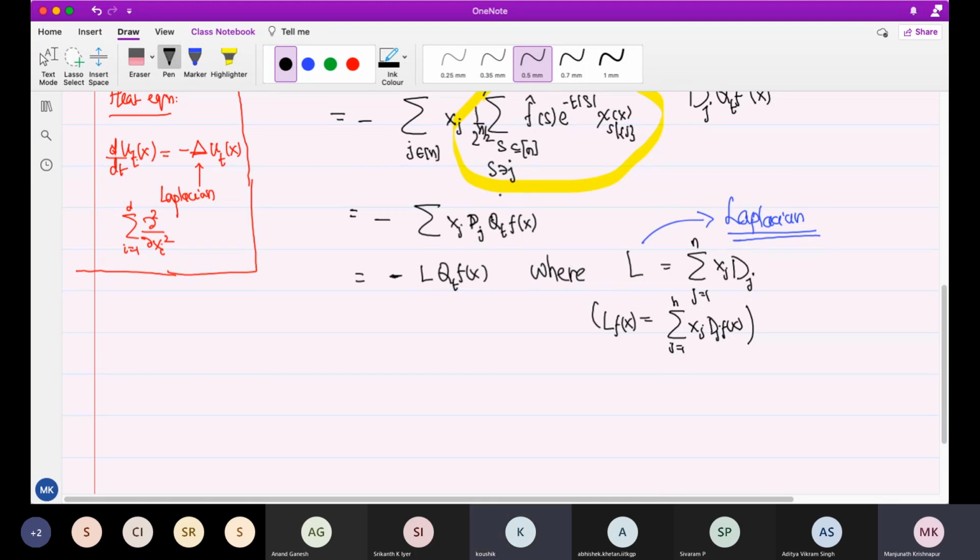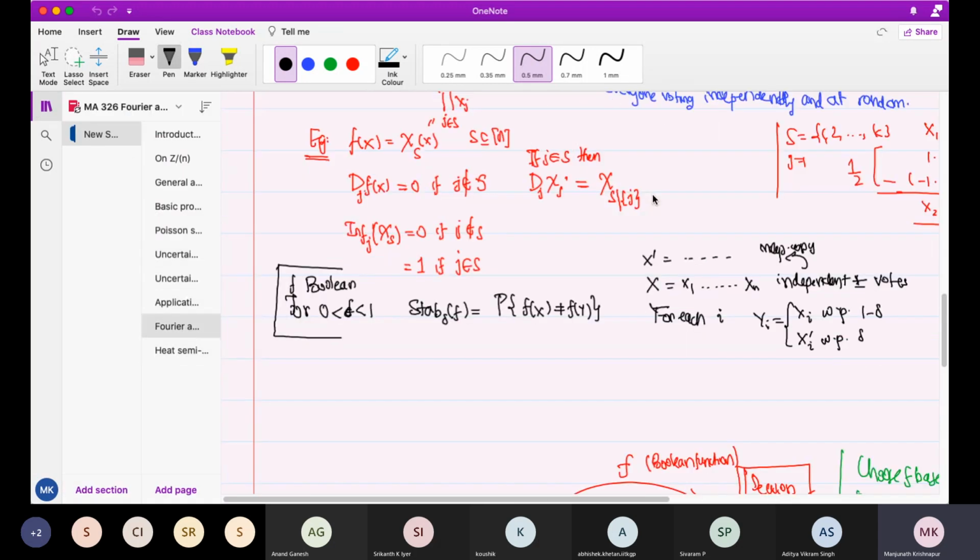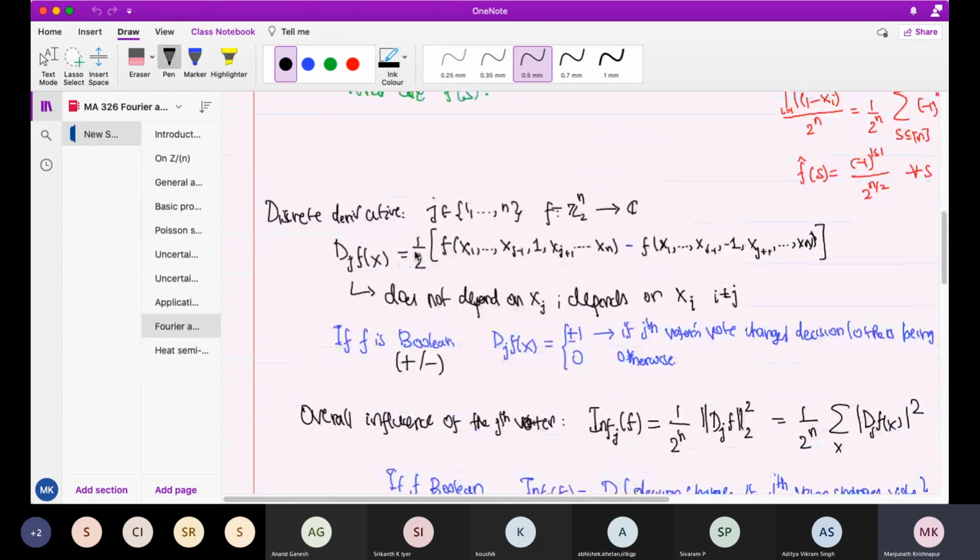Here, the DJ operator, that's the same DJ you used before, right? Just put the jth variable as 1 and minus 1, subtract, and then divide by 2. And you know how DJ acts. But then where is that factor of half when you write DJ? Let me see, did I do it or not? So I defined this operator DJ: f of x is what you get by taking f with 1 in the jth coordinate and with minus 1 in the jth coordinate, take the difference, divide by 2.